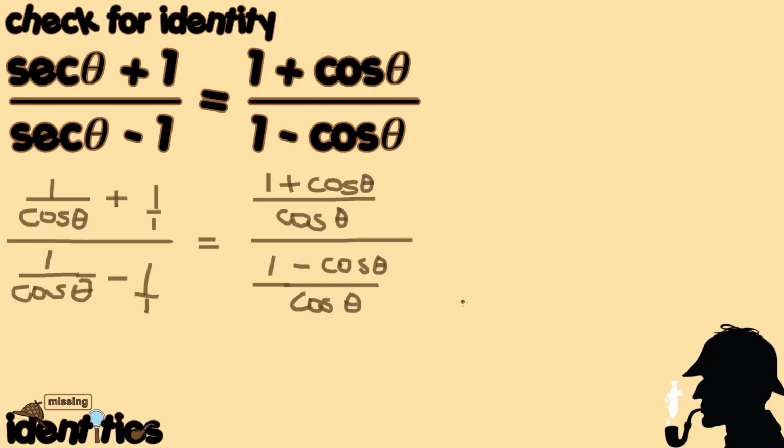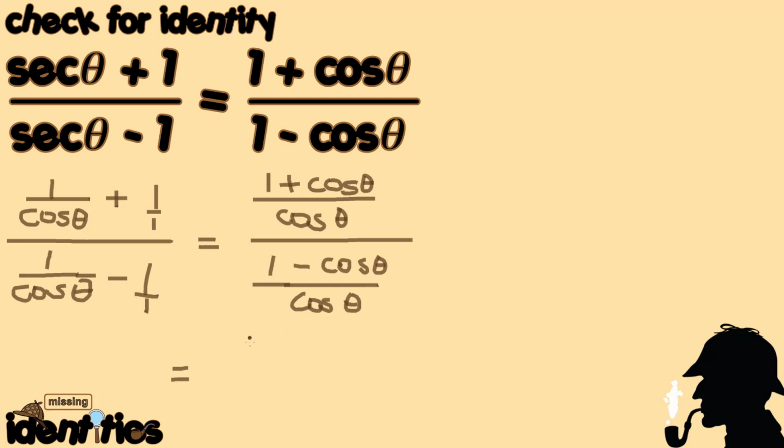Before we proceed to the next step, take note that our goal in our original identity can already be seen here. We have here, in the numerator of our rational expression, 1 plus cosine theta. And we also have here the numerator of our second rational expression. What we need to do here is the process called the keep, change, flip method. We are dividing rational expressions, similar to dividing fractions. We are going to use the keep, change, flip method.